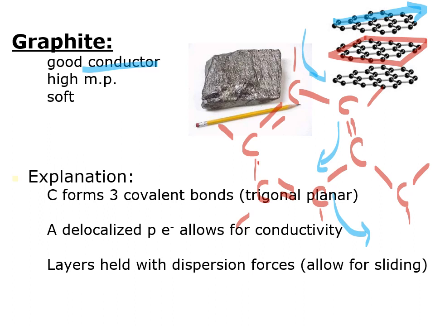The sheets themselves are not bonded to each other, so they're only held together with London forces. If we had one sheet on top of the other sheet, they'll be somewhat attracted to each other, but very, very weakly relative to the bonding within the sheet. So the sheets themselves are very strong. The bonding between the sheets is really weak. It is just those London dispersion forces. And so they can move around relative to each other very easily.